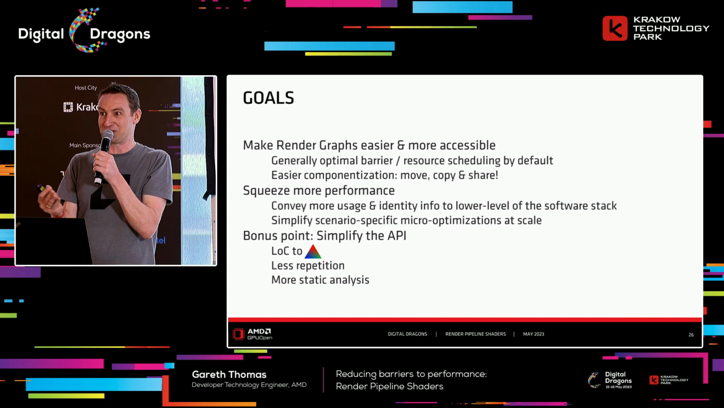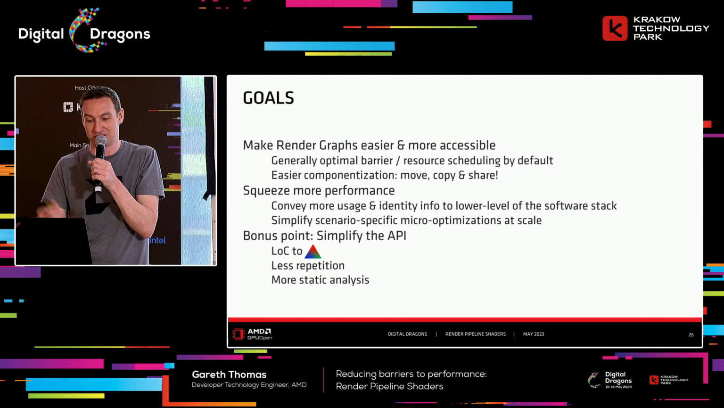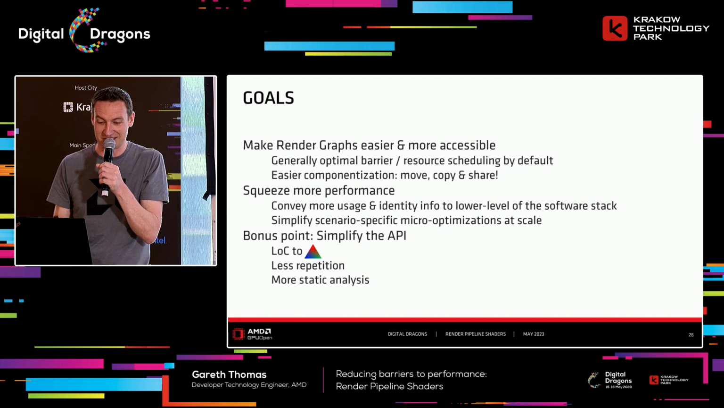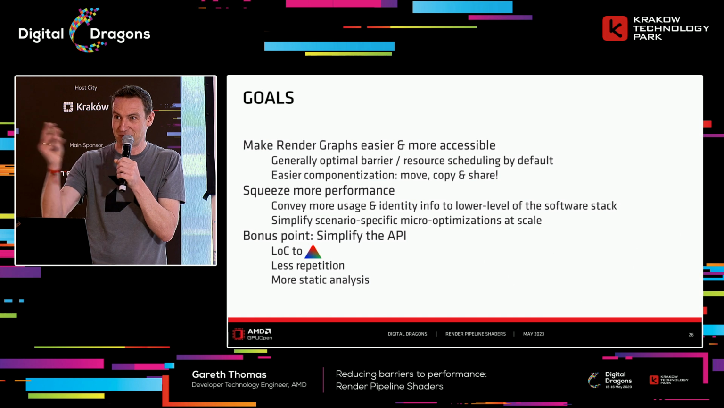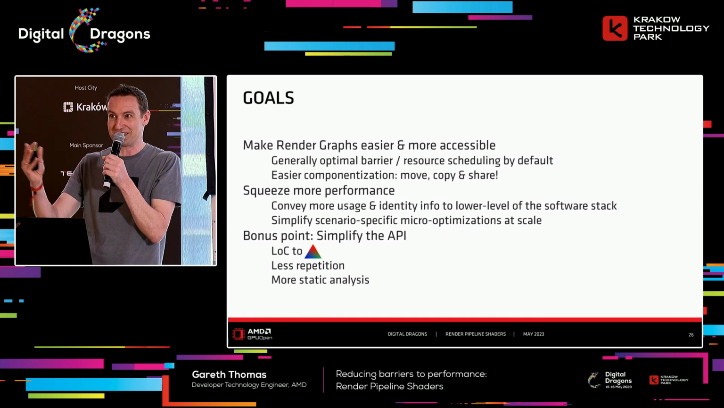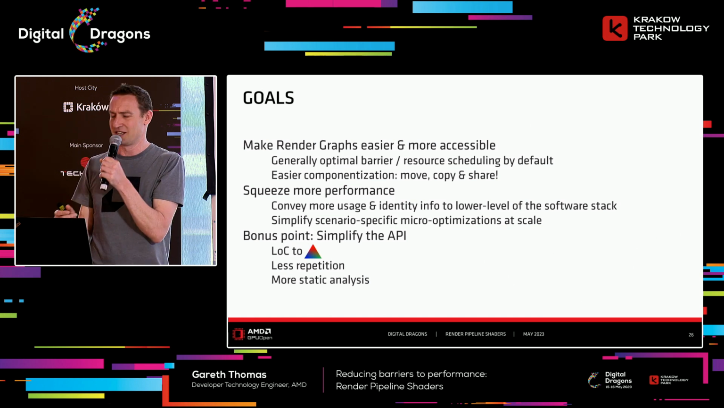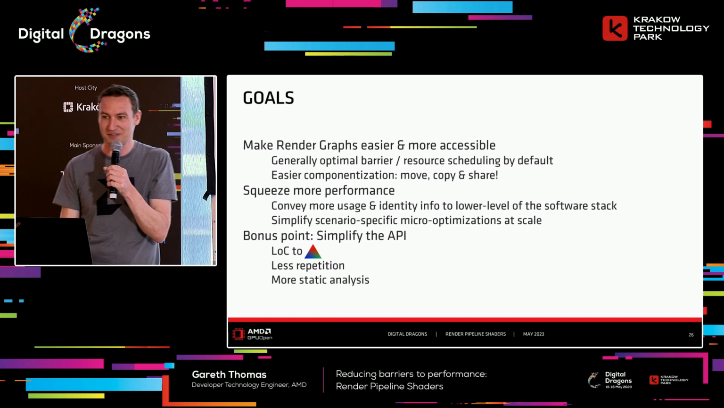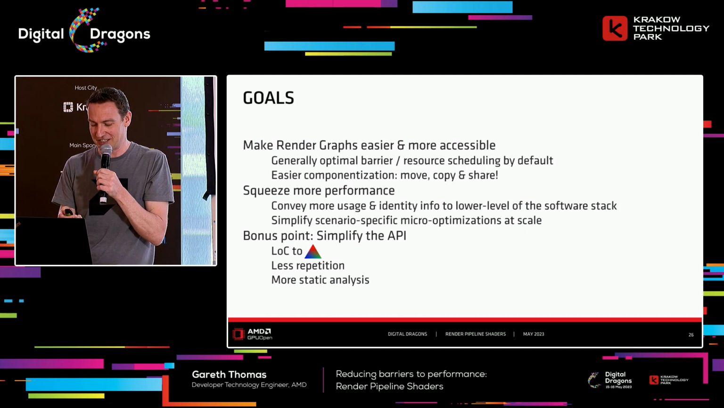And then, as a bonus, probably not a good reason to port to RPS, but it does massively reduce the number of lines of code in your engine. As someone who can testify to this, I ripped out a few hundred lines of my buggy barrier detection code and put RPS in, and my game ran faster. So that was great. That's kind of cathartic to do.